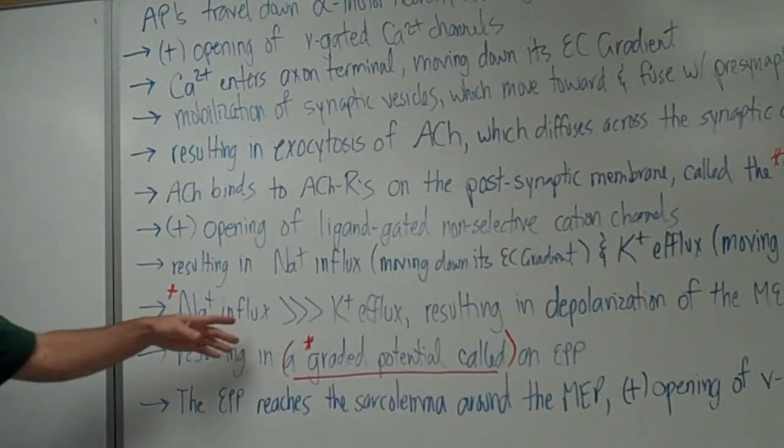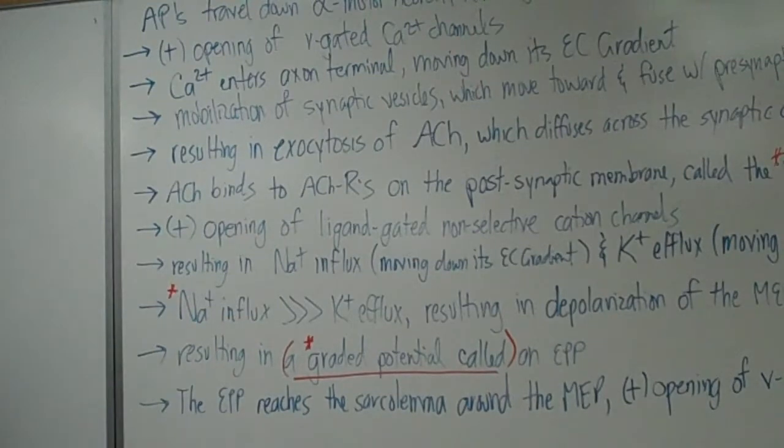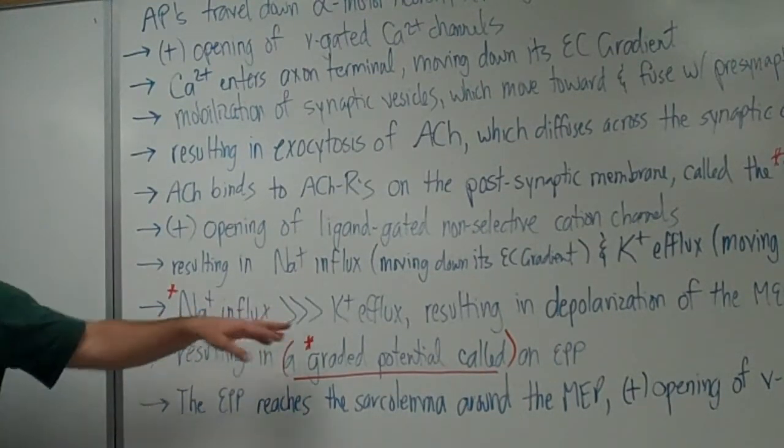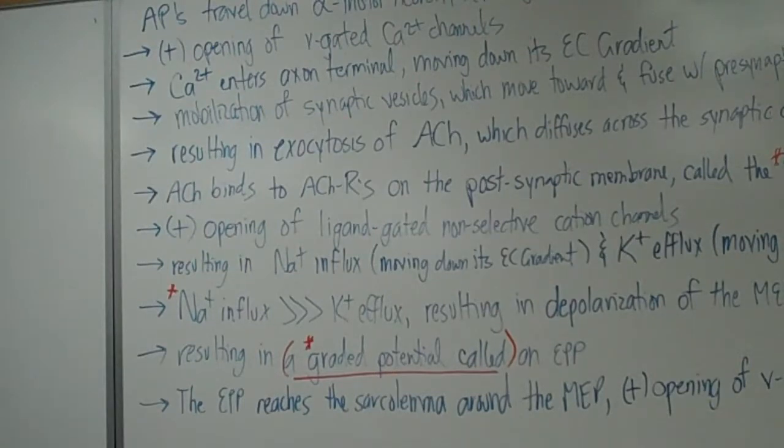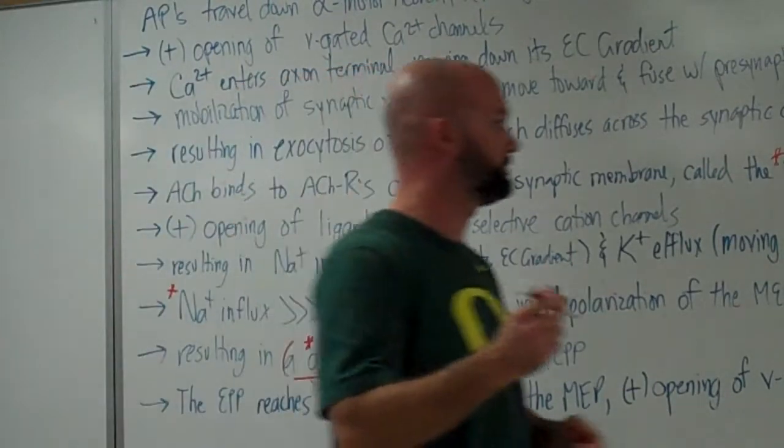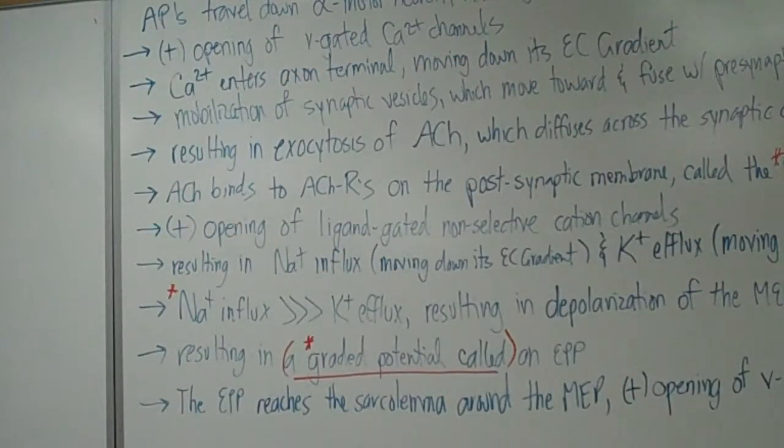And a big one I've mentioned is why. You have to say that there's more sodium influx than potassium efflux. You don't have to explain why. But if you were, what would you have to talk about to explain that? Because the equilibrium of sodium was 65, and potassium is minus 94. So really the way to explain the increased sodium influx is to talk about equilibrium potentials.